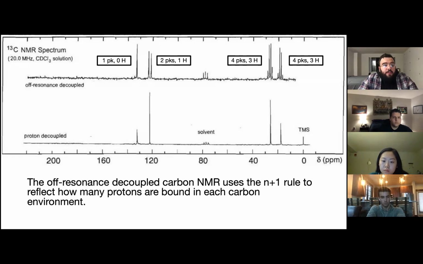Does the height of the peak mean anything in carbon NMR? Not necessarily. Really, the best indication that an intensity can give you would be the integration from your proton NMR. Okay, sounds good. Thank you.